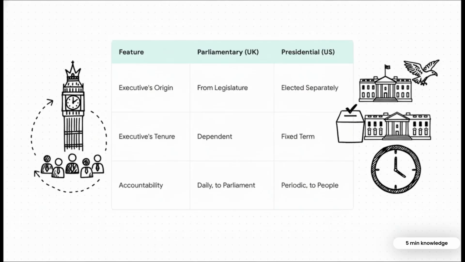It really boils down to this, doesn't it? Do you want a system where the executive is fused with the legislature for that daily accountability like in the UK? Or do you want one where they're separate with a fixed term where accountability really just comes at the ballot box every few years? They're two fundamentally different answers to the exact same question: how should power be structured?